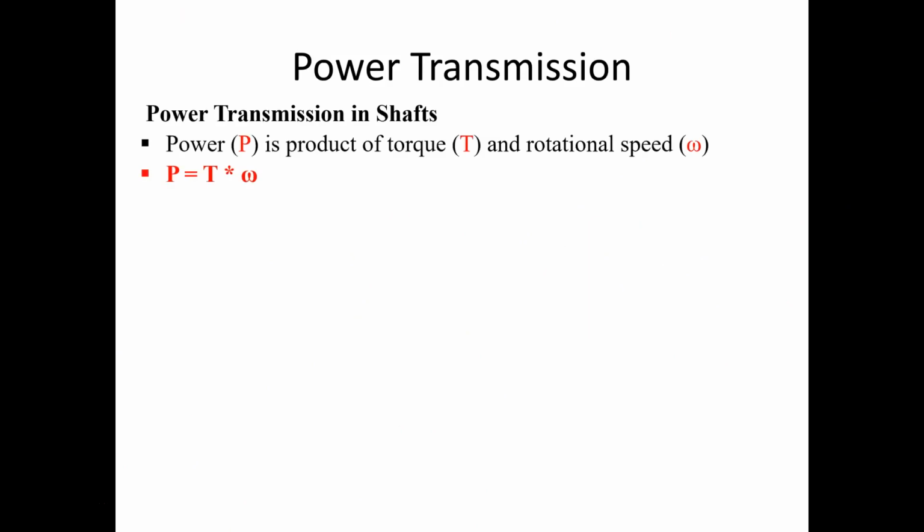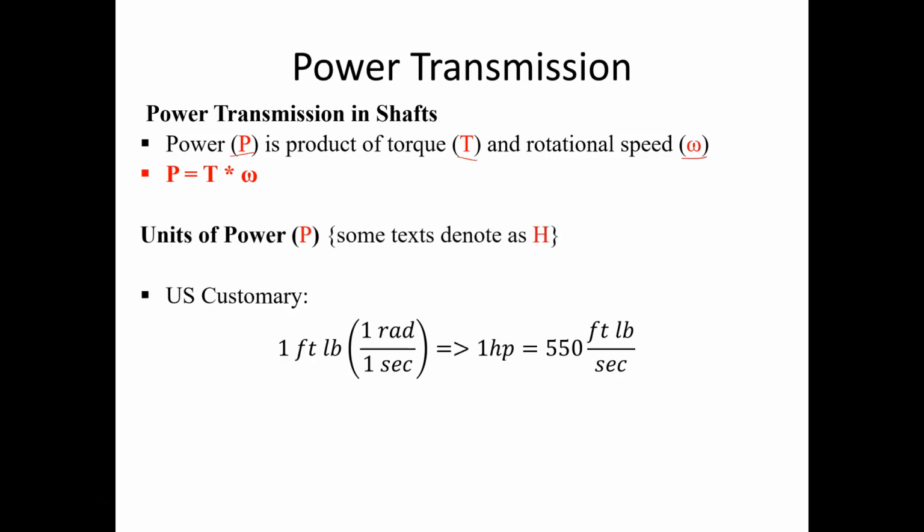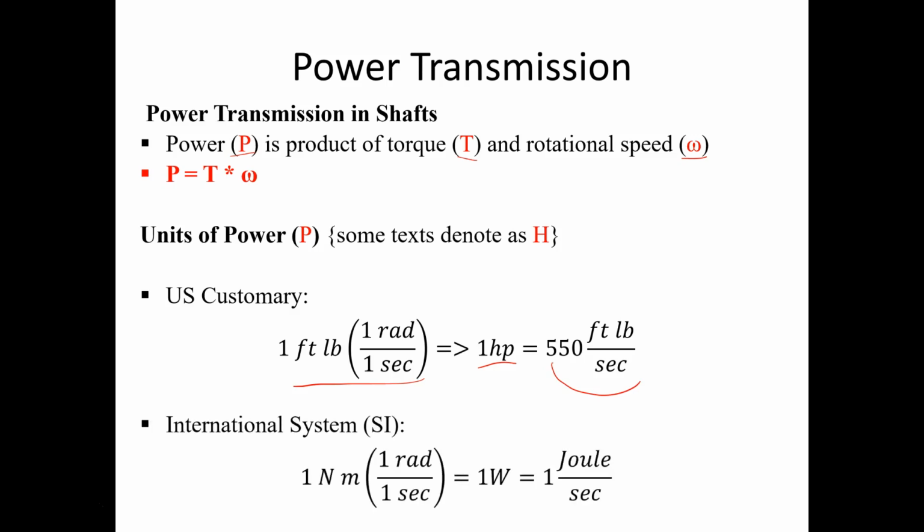Now let's discuss power transmission in shafts. Power is simply the product of the torque times the rotational speed omega. The units we use in the US customary system is either foot-pound times radians per second, or we have 1 horsepower, where 1 horsepower equals 550 foot-pounds per second. In the SI system, we have Newton meter times radians per second, which is equal to 1 watt, or sometimes we'll see it as 1 joule per second.